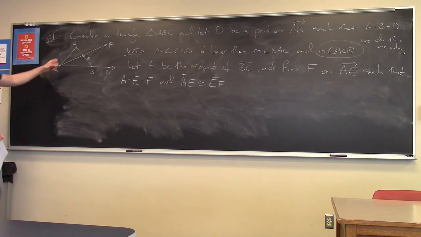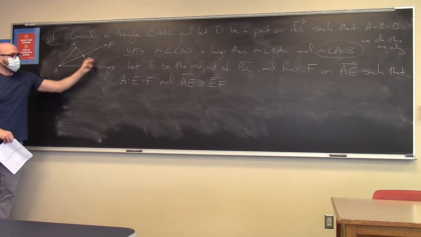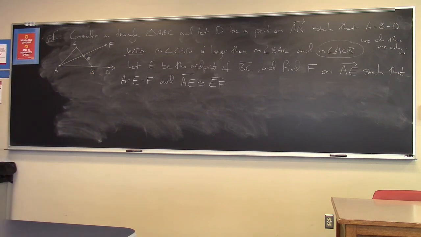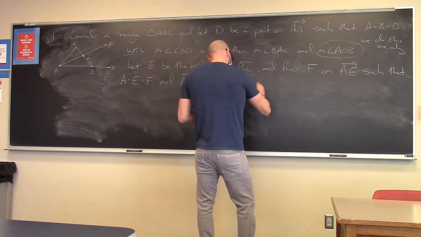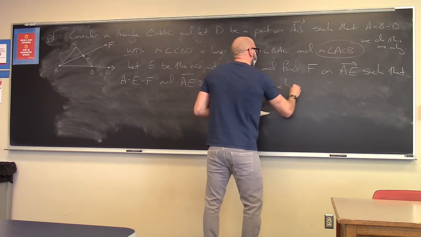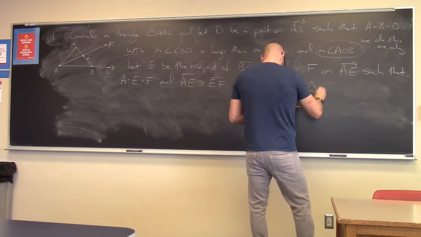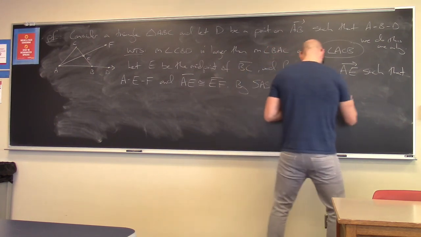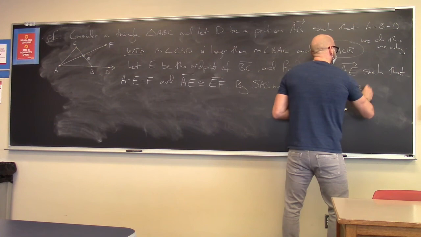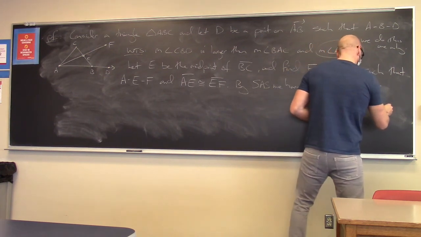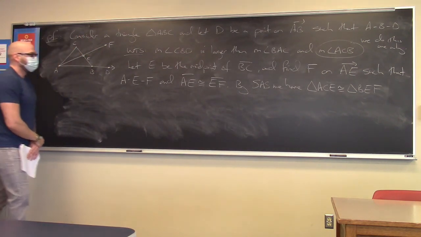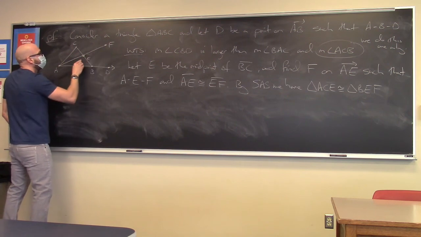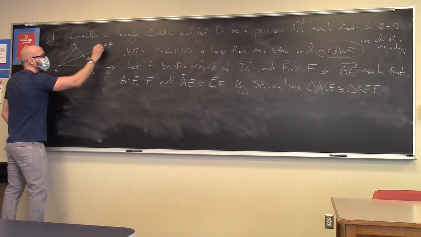What am I trying to do here? I'm going to build a copy of this angle inside of this angle here to show that it's smaller. How am I going to do that? Well, I'm building a congruent triangle. So by SAS, we have that triangle ACE is congruent to triangle BEF. Do you believe that? So now I have all these points drawn. Let's just complete this triangle.